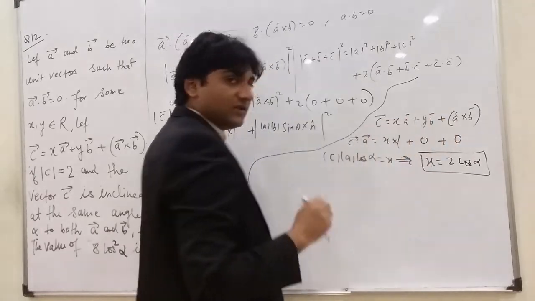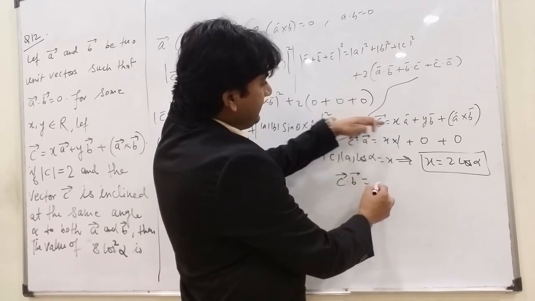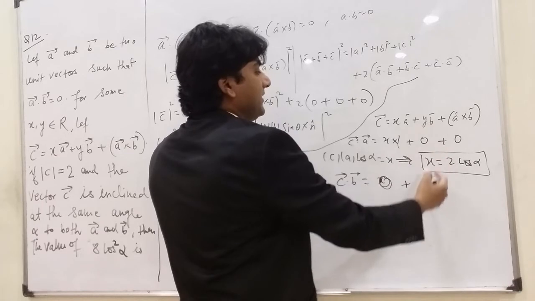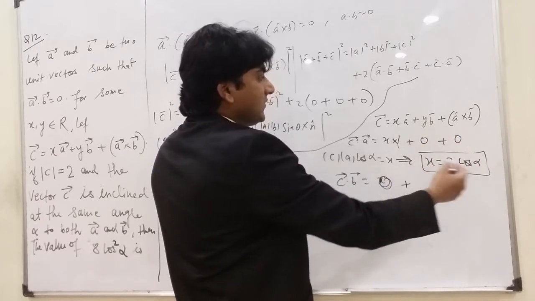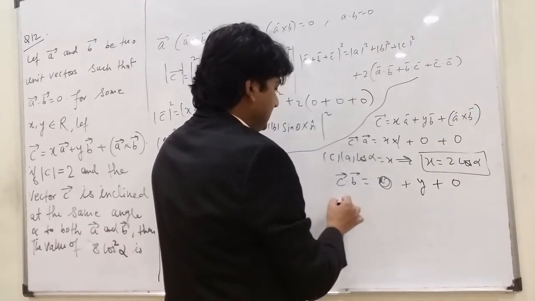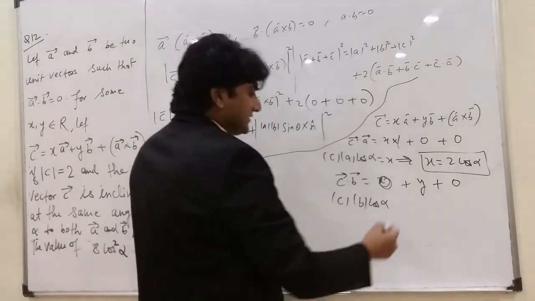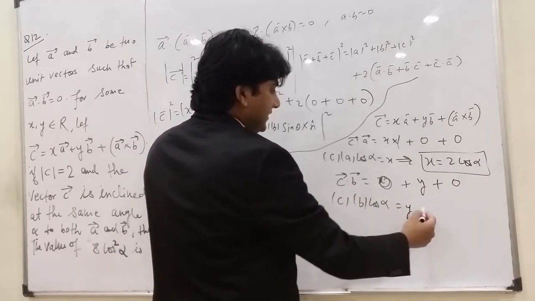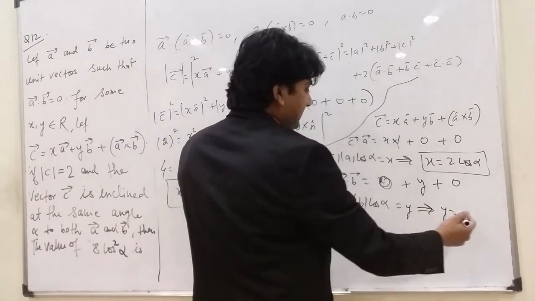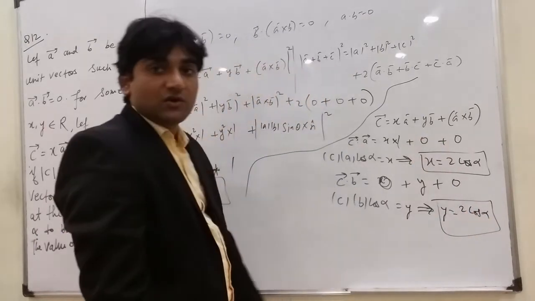Similarly, apply both sides dot B. So this would be C dot B. This is x, A dot B, that is 0. Now y b dot b is modulus of b square, that is 1. So only y. And A cross b dot b, that is 0. And this is mod C, mod b. Angle between b and c is also alpha, so cos alpha equals y. So here also we got y equals, this is 2, this is 1, cos alpha. So y is also 2 cos alpha.